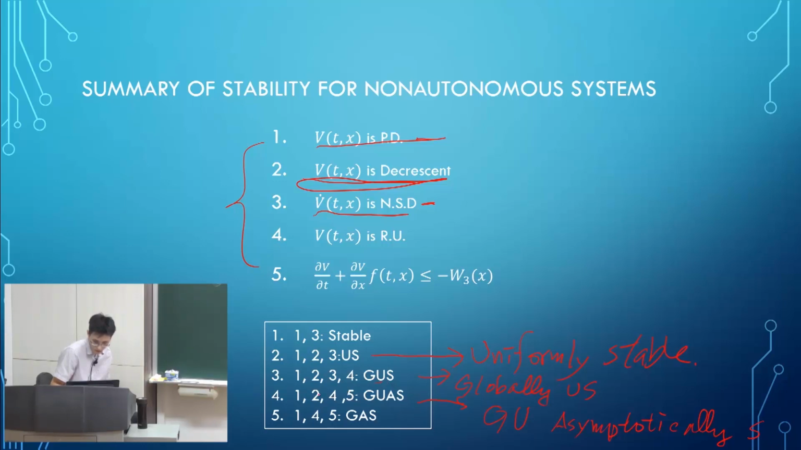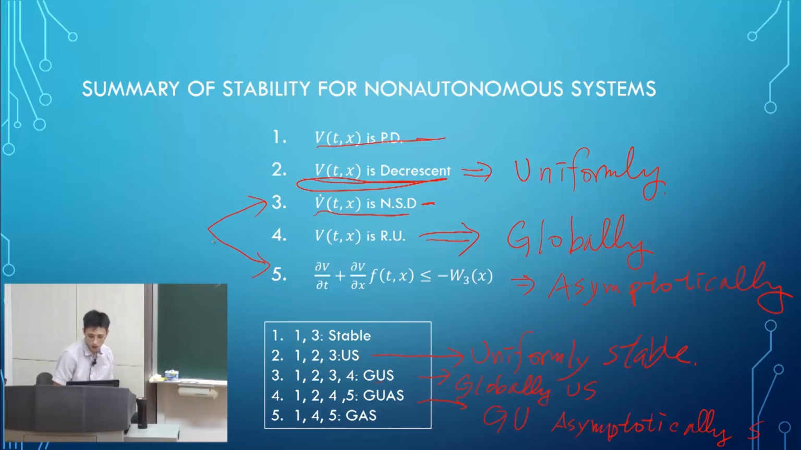For 1, 2, 4, 5, uniformly asymptotically stable. So the takeaway is, uniformly means it doesn't depend on time. The convergence doesn't depend on time. And if this one is satisfied, it's global. It doesn't depend on the initial condition. For asymptotically stable, it has to satisfy the 5th condition. And of these 2, you can choose one of them. If 3, then it's stable. For 5, it's asymptotically stable. It's even better. So the previous few slides, where we defined decreasing, radially unbounded, PD, PSD, are the tools to define the stability for non-autonomous systems.